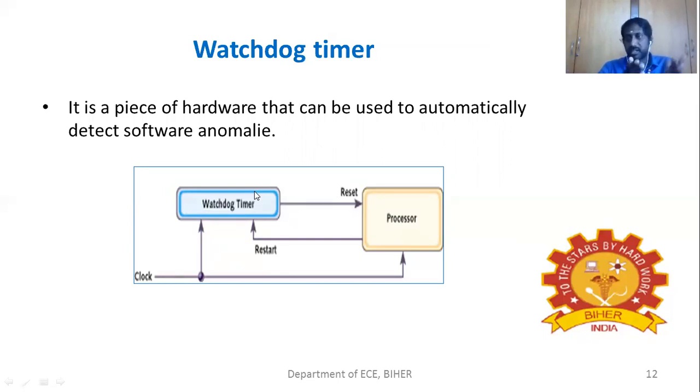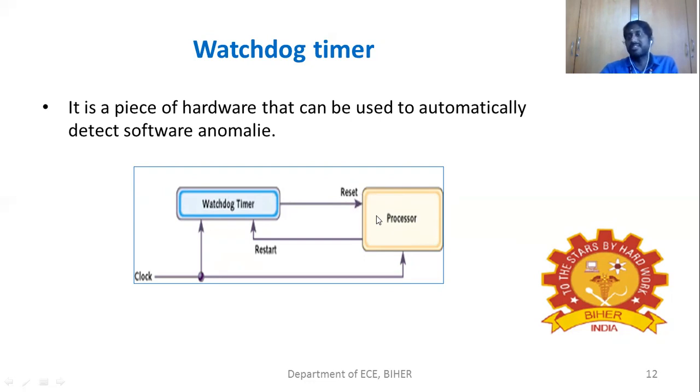That device is a Watchdog timer. You can see here, the Watchdog timer is on the left side and the processor is on the right side. You need to reset the processor whenever software issues occur. So a Watchdog timer communicates to the processor through the reset.